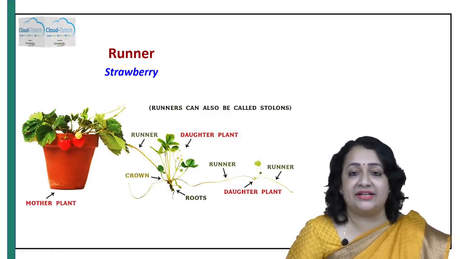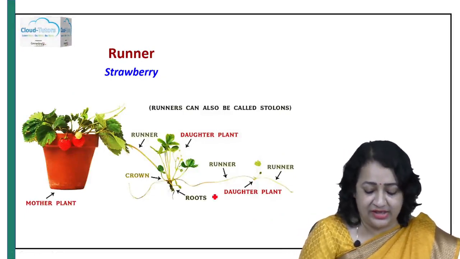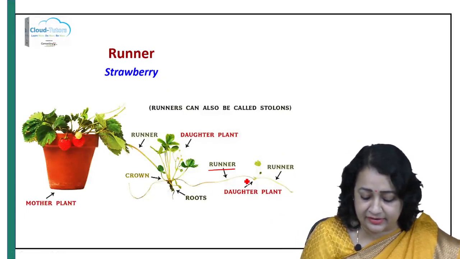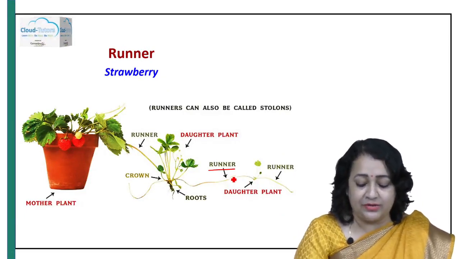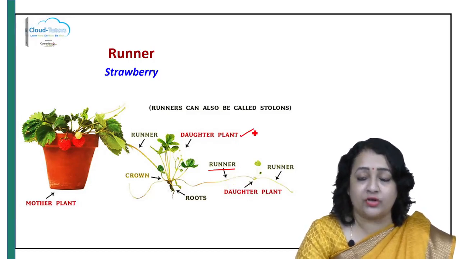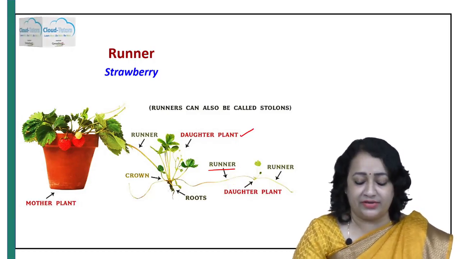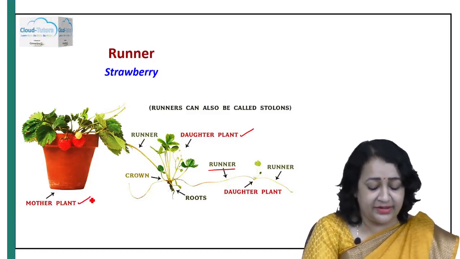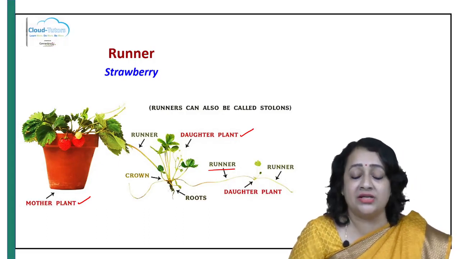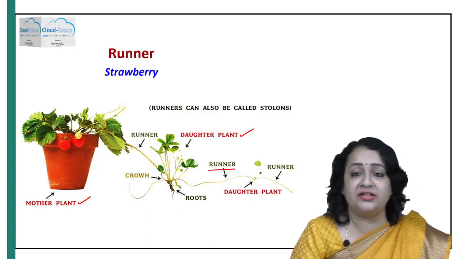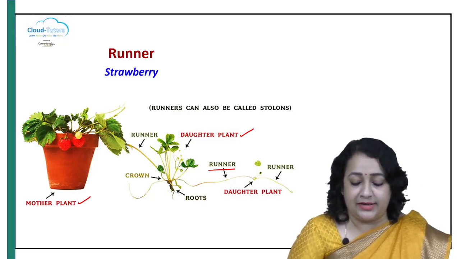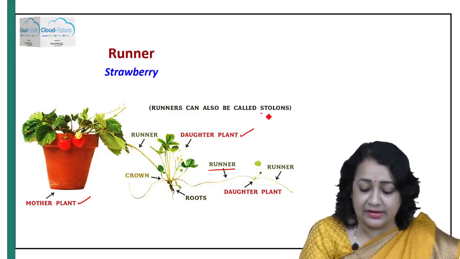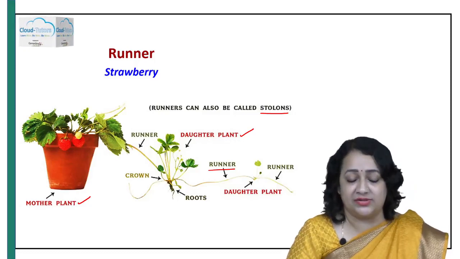Next we have runner. In case of strawberry plant, if you see here, this is called as runner. This stem modification here, this is called as runner. And using runner we can have daughter plants. From the main plant we can have the daughter plants. From the mother plant we can have daughter plants by using the runner. If you plant the runner, it will develop into a daughter plant. And runner can also be called as the stolons.